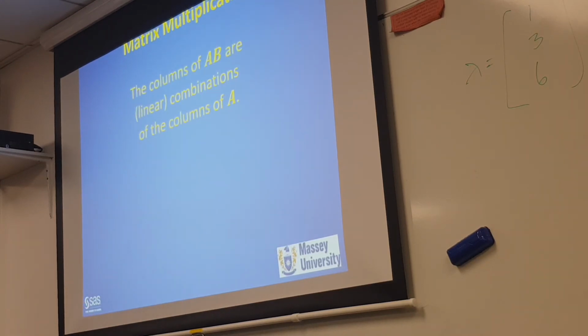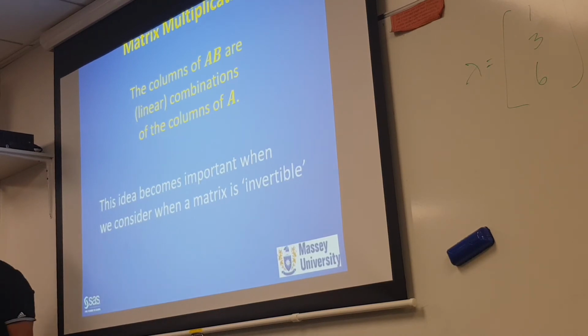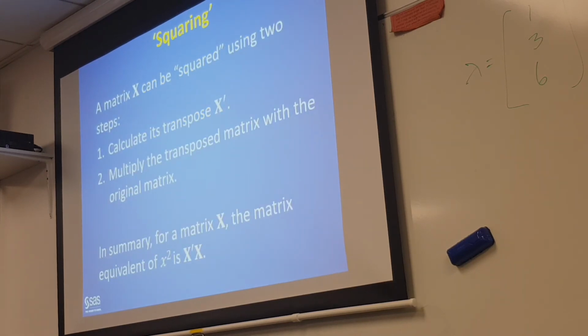This is the key point. The columns of A times B are linear combinations of the columns of A, or vice versa. And this is important because it's going to matter when we try and work out whether or not a matrix is invertible. So before we go to matrix inversion, we'll talk about squaring very quickly.